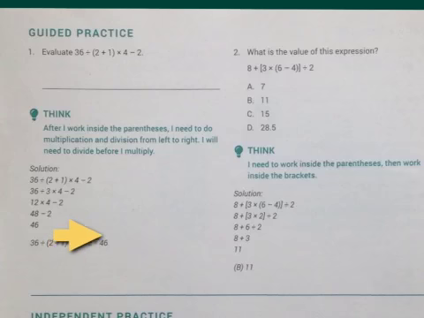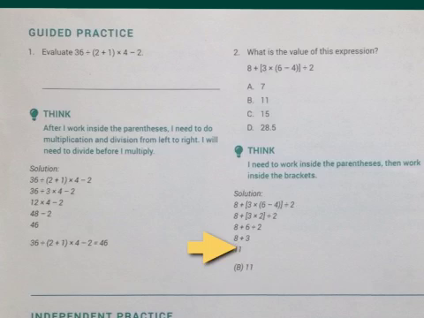Okay, let's go to guided practice number 2. It says, what is the value of the expression? Here we have the expression. It says, think: I need to work inside the parentheses, then work inside the bracket. First, we're going to work inside the parentheses. 6 minus 4 is going to give us 2. Then we're going to work inside our bracket: 3 times 2 is going to give us 6. Then we're going to divide 6 divided by 2, and that's going to give us 3. And so we're left with 8 plus 3 equals 11, which is B.